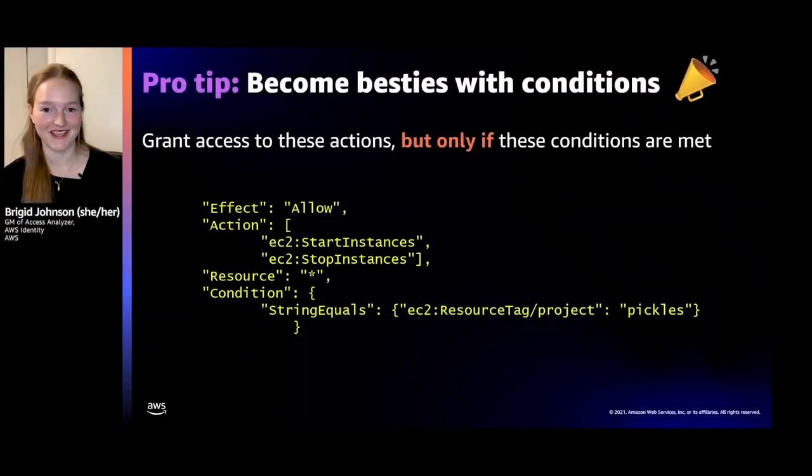All right, so now that we've done that demo, I haven't forgotten about you, custom policy authors. We love conditions, right? And so my next pro tip is to become besties with those conditions. When I think about conditions, I really think about, okay, grant this access, but only if these conditions are met. And so in this policy, you want to say allow EC2 start and stop instances on any resource as long as that resource is tagged with Project Pickles. All right, but only if that resource is tagged with Project Pickles.